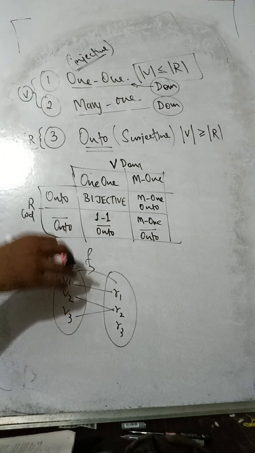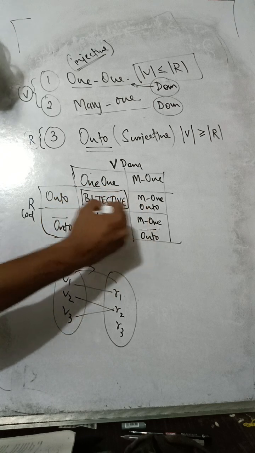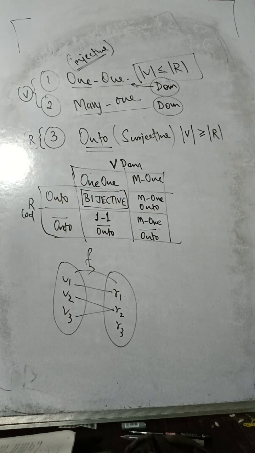Out of these four categories, the bijective category is of major importance in class 12 and in this chapter of inverse trigonometry. So this is what I wanted to talk about bijective functions. In the next video, I'll also talk about inverse functions, and perhaps we will start with our inverse trigonometry as well. Thank you.